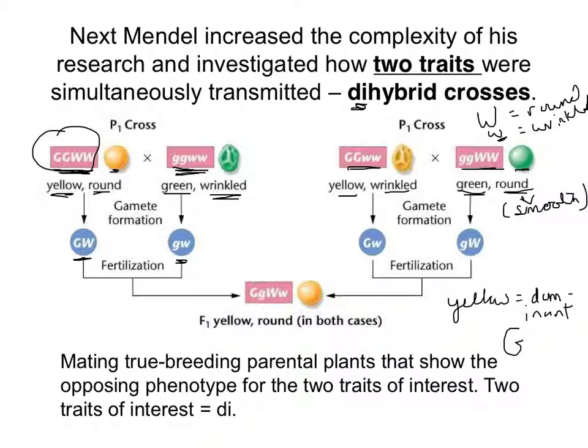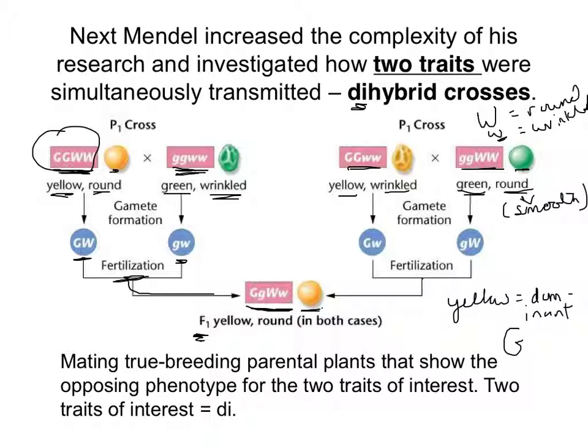Okay, when these come together through fertilization, they make an F1 organism, first filial generation, and it is heterozygous for both of the genes of interest. And we see the dominant phenotype in regards to both traits. Yellow with regards to seed color, and smooth or round with regards to seed shape.